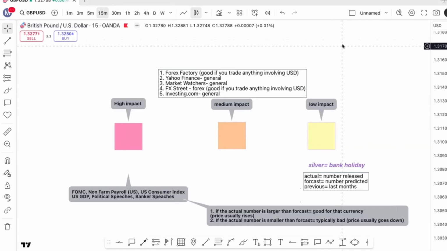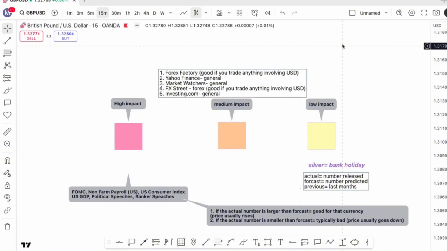Welcome back, traders. In this video, we're going to be talking about news. This is very, very important because news causes volatility. And a lot of the times, this is the reason why a lot of people blow accounts. And when I say blow accounts, it means that they literally lose all their money.